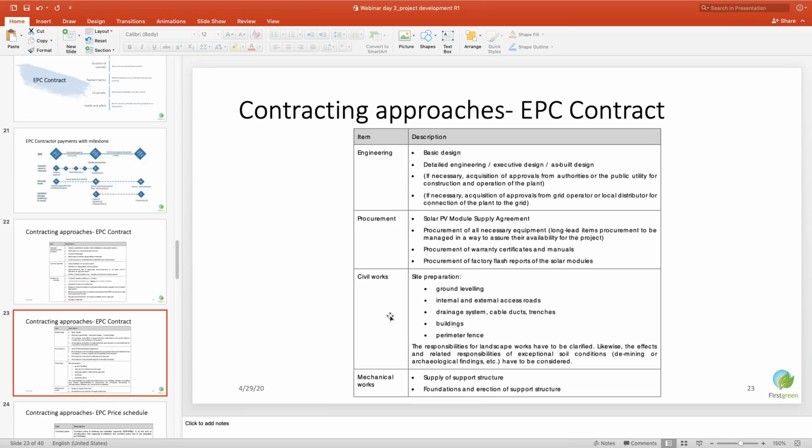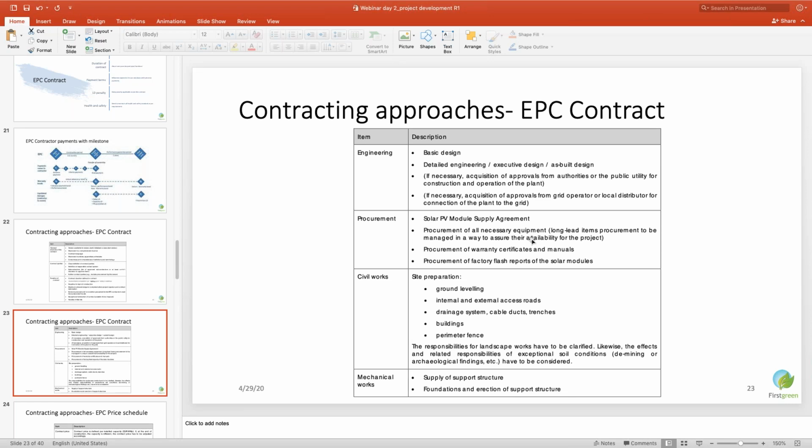Typically, the scope, as we say, that EPC is engineering, procurement, and construction. So his scope of work is the engineering scope, that is the basic design, detailed design, and procurement. Then you can define the scope as inclusive of supplying equipment such as supply of PV modules, inverters, and all that.